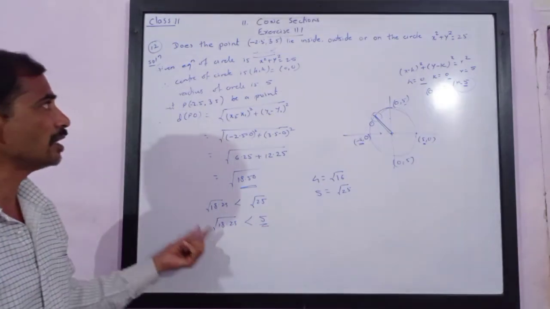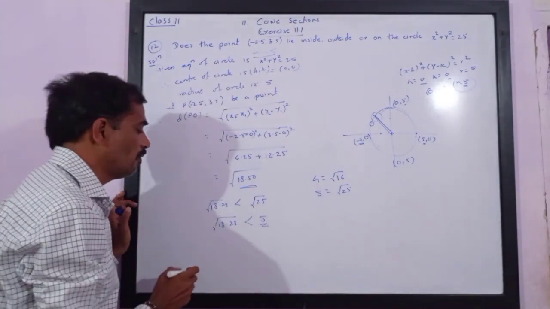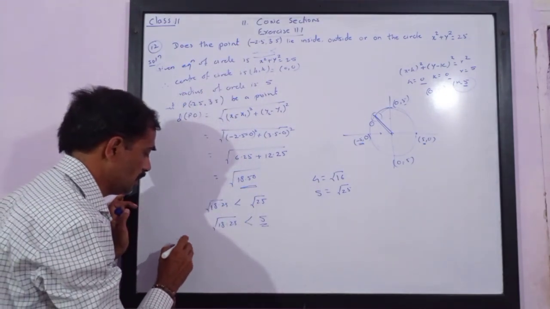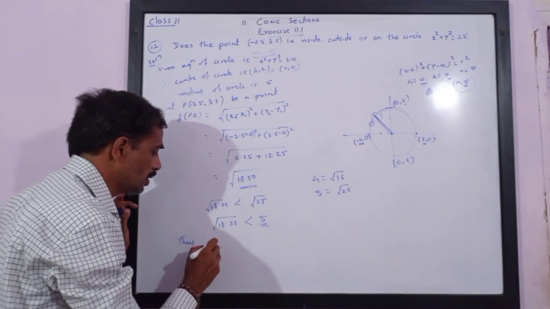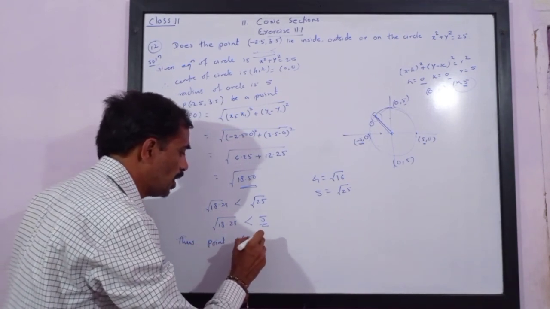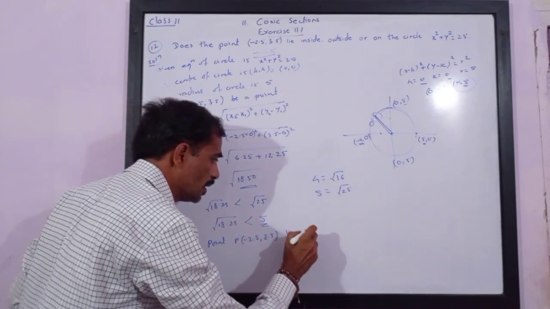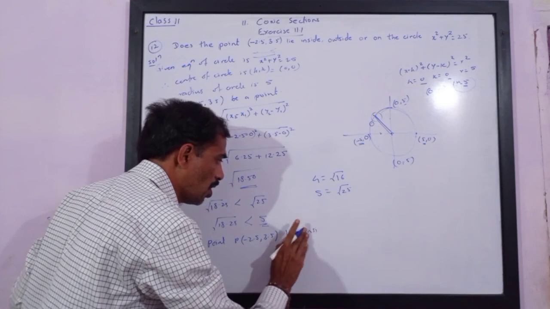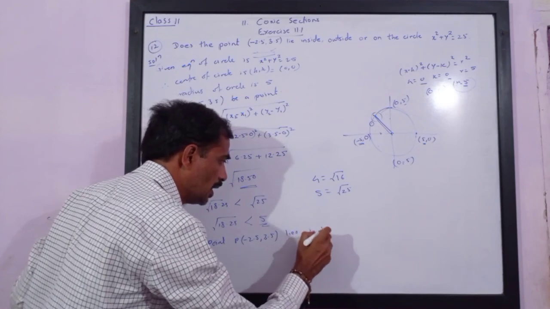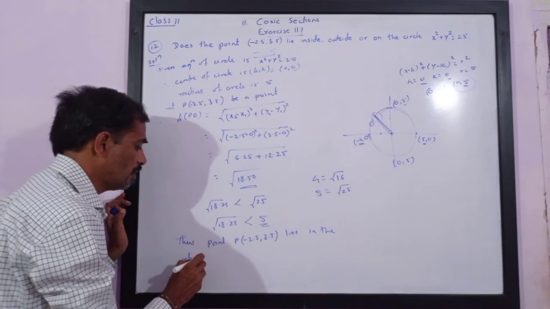It does mean that the point P (negative 2.5, 3.5) lies inside the circle, or lies in the interior of the circle.